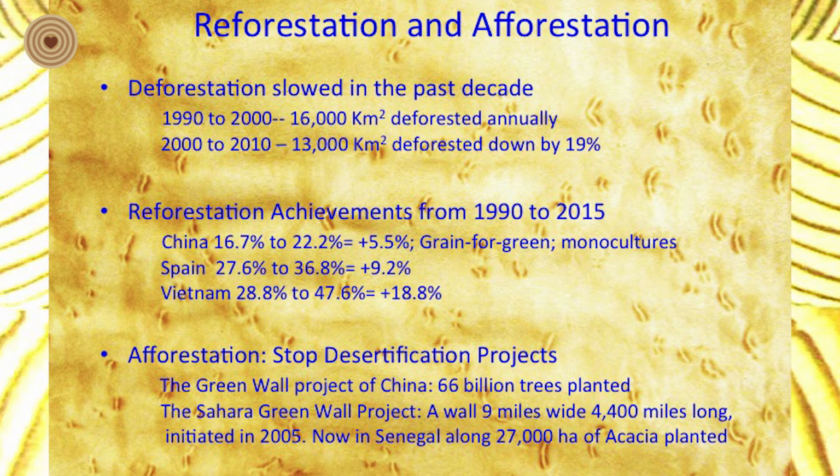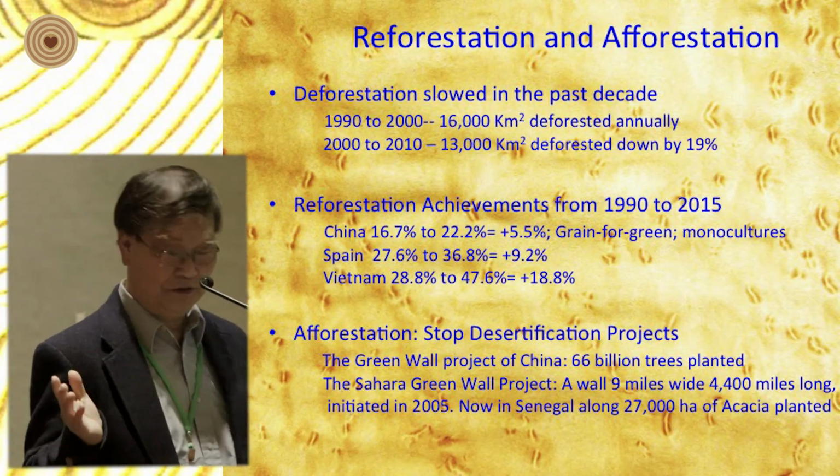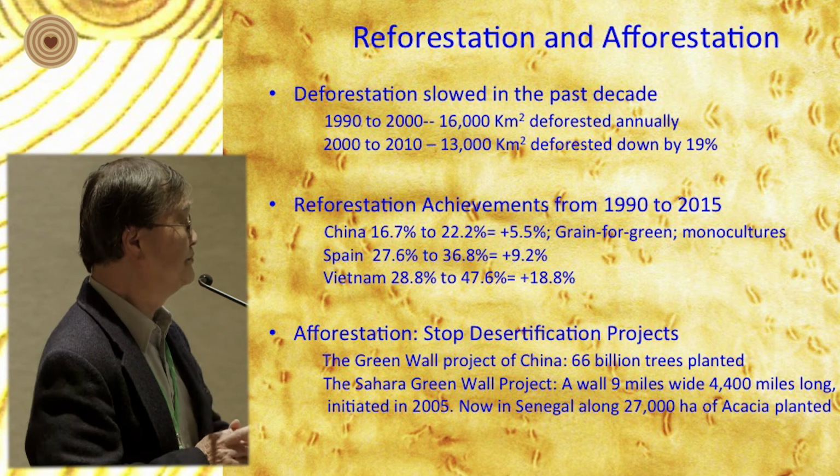Deforestation, especially in the tropical area, we talked about. Deforestation of temperate forest has stopped, a little bit. But we're talking about now the tropical rainforest. From 1990 to 2000, 16,000 square kilometers of forest disappeared. But it slowed in the last decade to 13,000. So it's a good sign, but it's still going on.